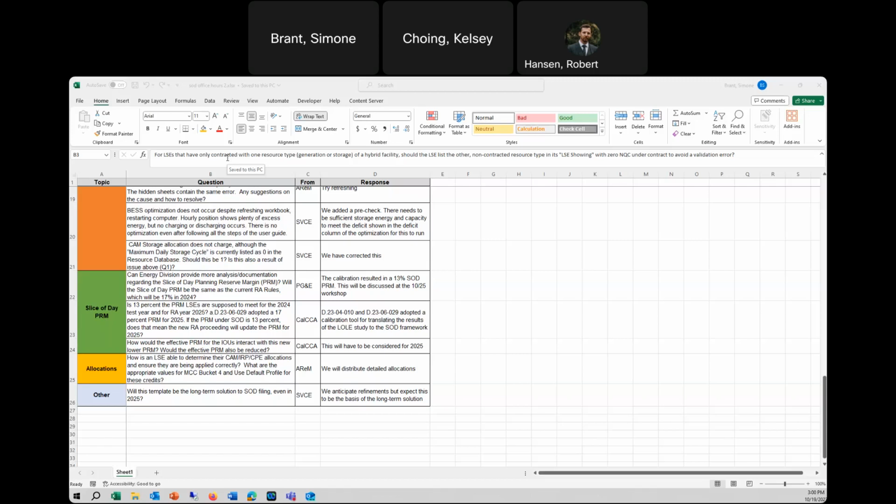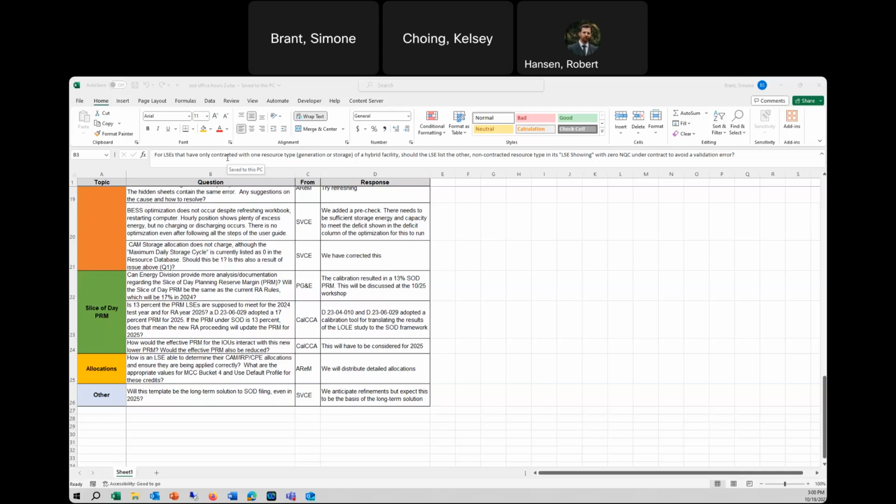So the 17% PRM that was adopted, as we just discussed, is for the traditional RA counting. We also adopted this conversion tool, a calibration tool, that we would use to translate the LOE study results to the new counting framework under slice of day. Using that tool resulted in the 13%, which is what was included in the template and will be discussed next week.